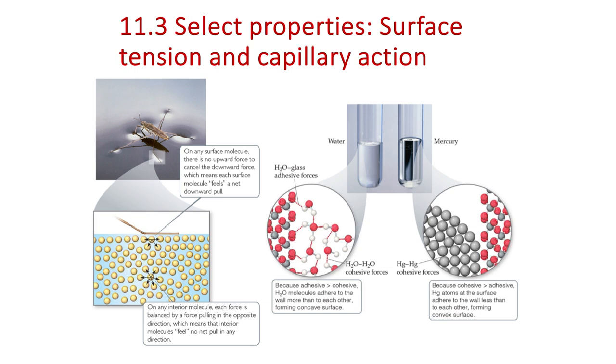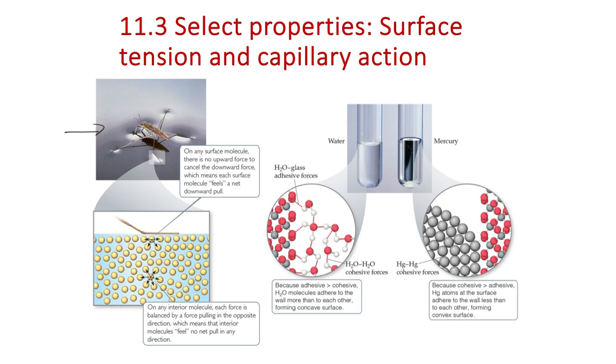A couple other properties are surface tension and then, somewhat related, capillary action. Surface tension is what's being shown in the figure here. Surface tension is related to the energy that has to be overcome to break the surface of a liquid. So insects can walk on the surface of water because they're not breaking the surface. They don't apply enough energy to break the surface of water.